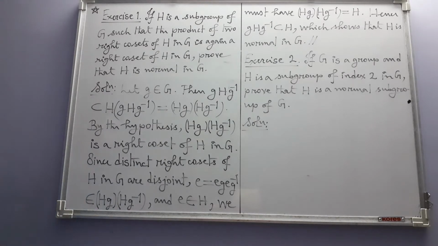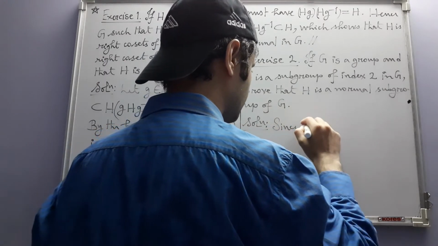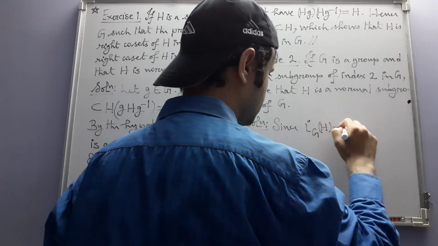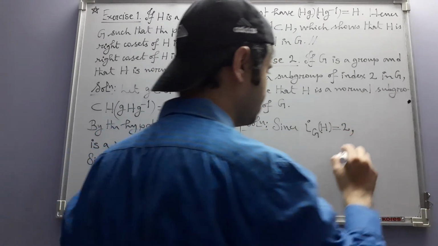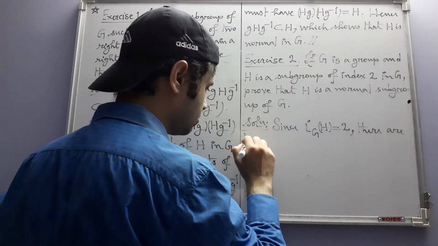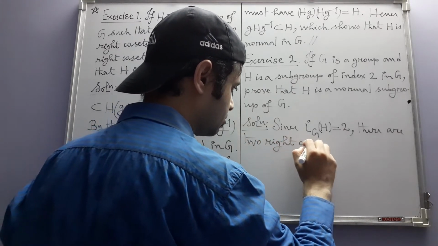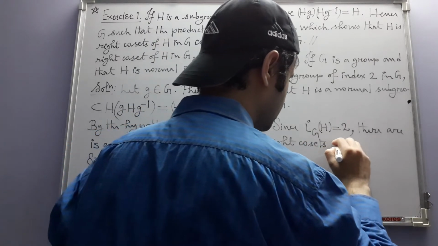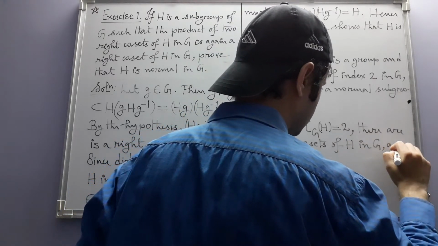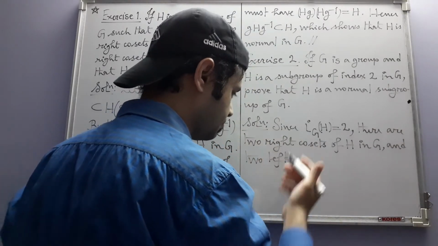Okay. Since the index of H in G is equal to 2, that's the only thing that is given, there are two right cosets of H in G, and like that two left cosets.